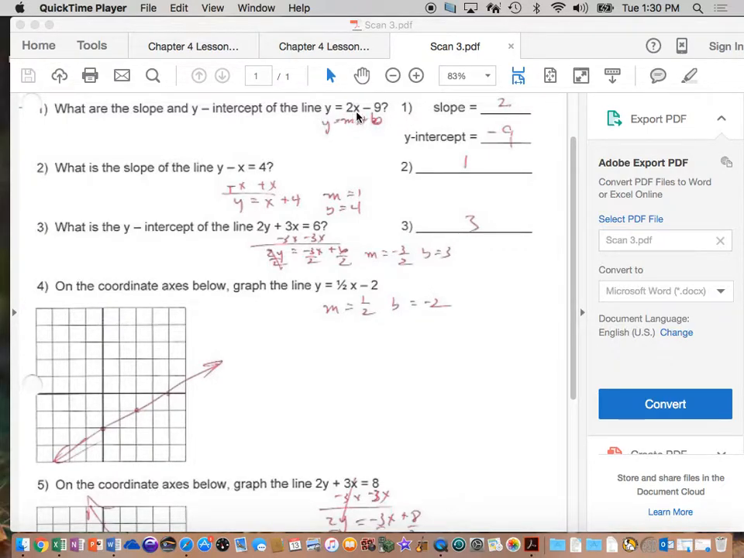What number is in front of the x here? 2. What number is at the end? -9. Now the biggest problem I saw were people who wrote 2x. The x, and I said this on many occasions, the x is never part of the slope. Never. Is there anything unclear about that?